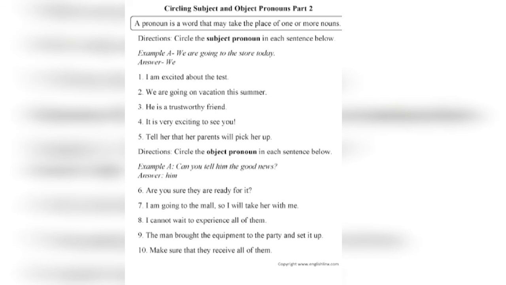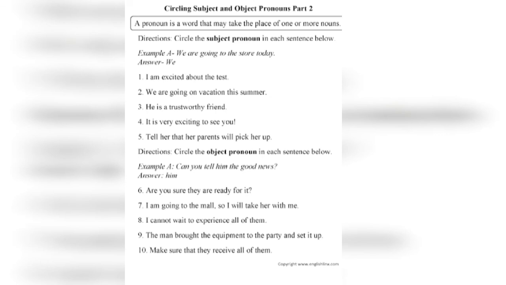Number 3, he is a trustworthy friend. He is used in place of the name of a boy. Just imagine we are talking about Joseph. Then I would say Joseph is a trustworthy person. Now Joseph is the name of a boy. In place of that, I can write he is a trustworthy friend. Number 4, it is very exciting to see you. Here, it is the pronoun. Circle it.